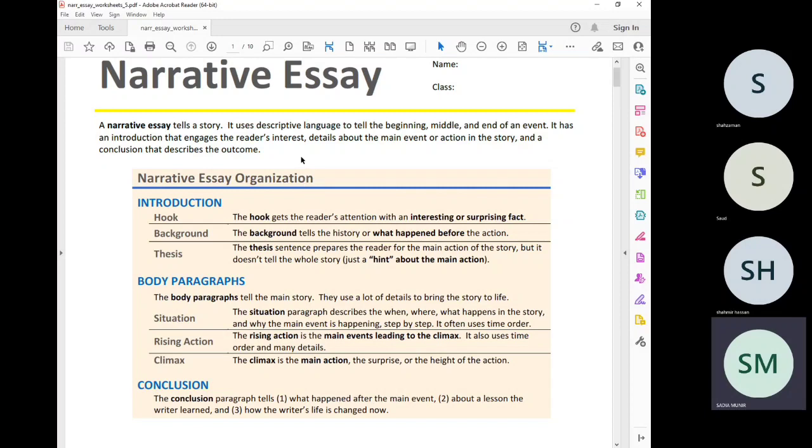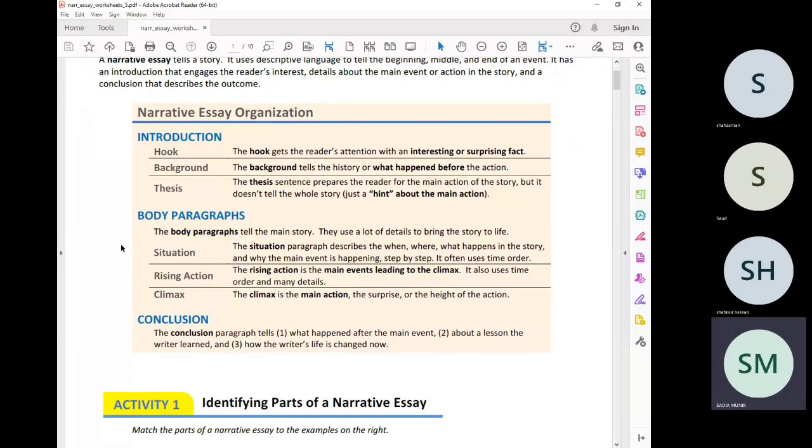It has an introduction that engages the reader's interest, details about the main event or action in the story, and a conclusion that describes the outcome. Now, what is the organization of a narrative essay? It's like the other ones that we have talked about, where you have introduction, body paragraphs, and conclusion. In the introduction, you're going to have a hook, thesis statement to be precise, and background.